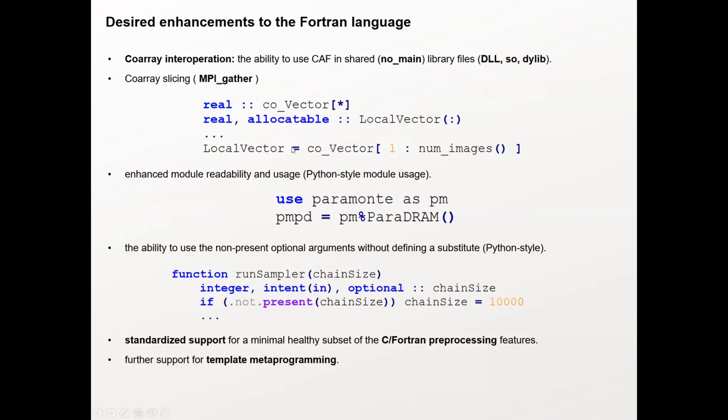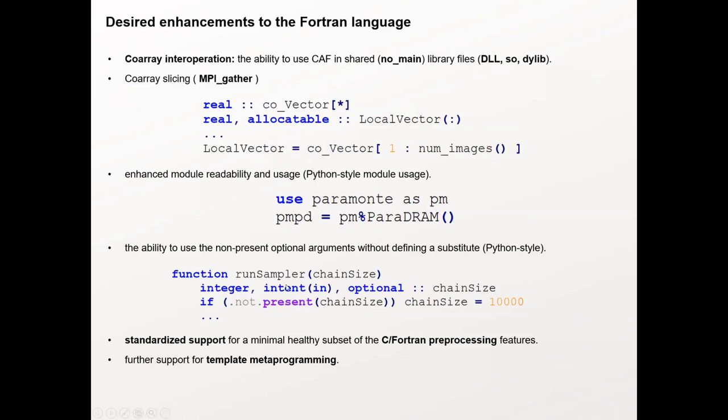For example, this syntax is currently invalid, apparently, to my knowledge. Right? So there's no equivalent of MPI gather. It would be great if you have something like the Python module functionalities, like use ParaMonte SPN, and then you can attach the object to the module so that it enhances readability in the code.